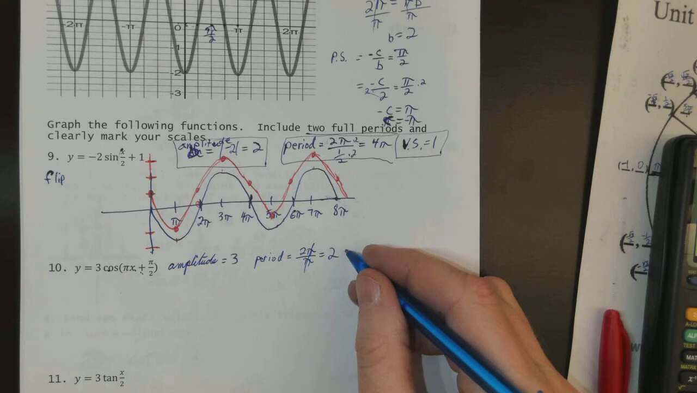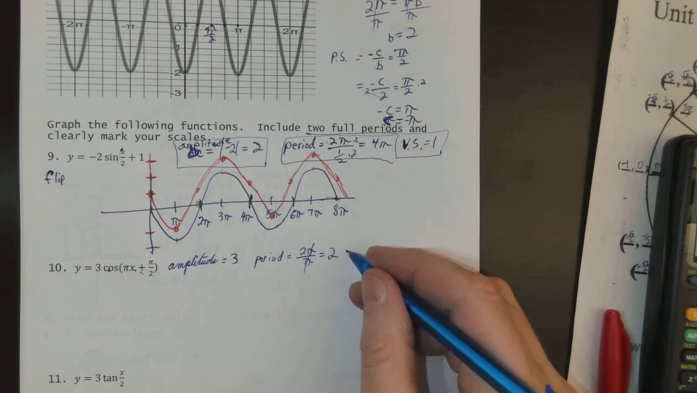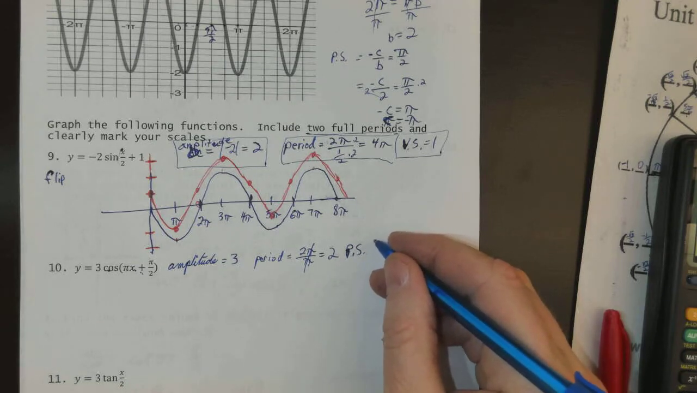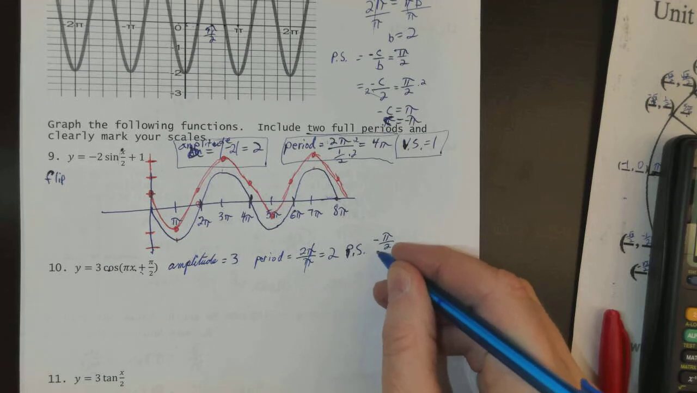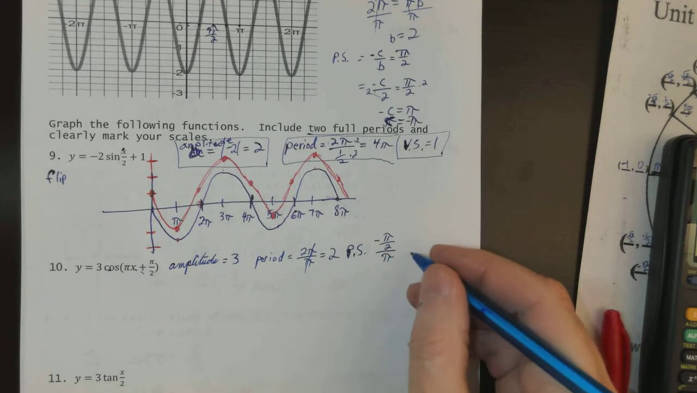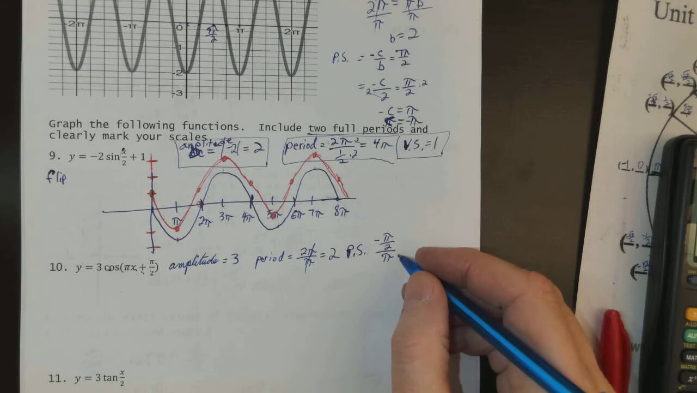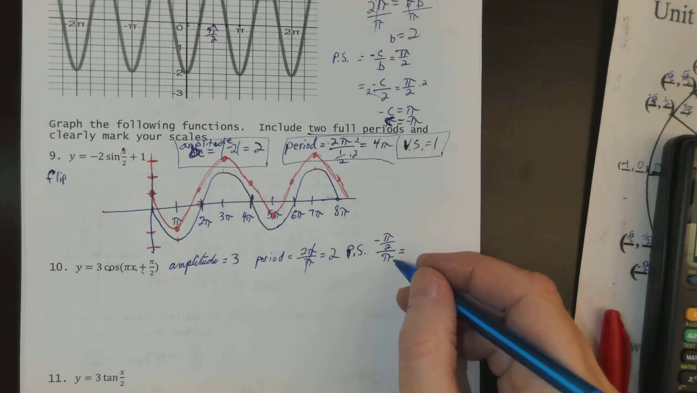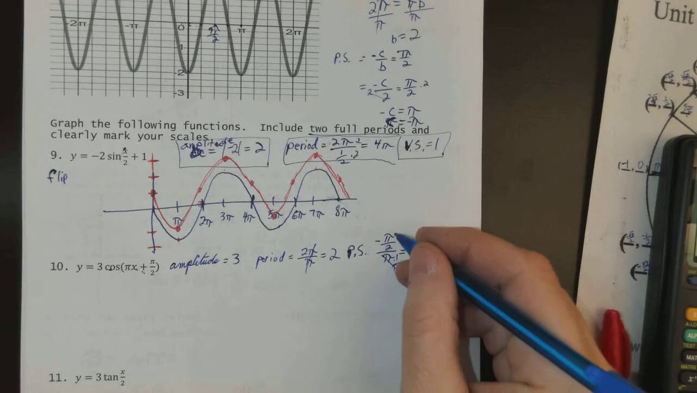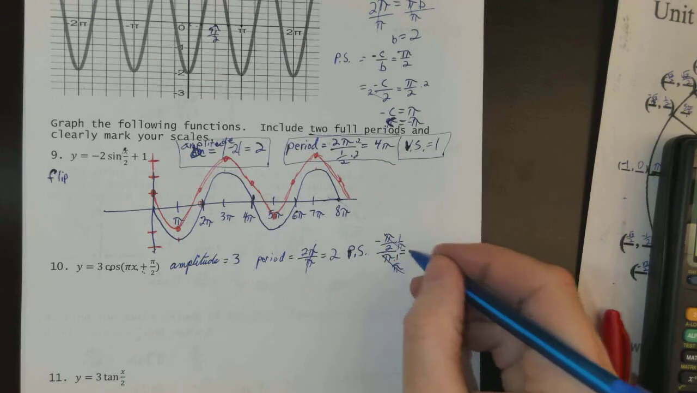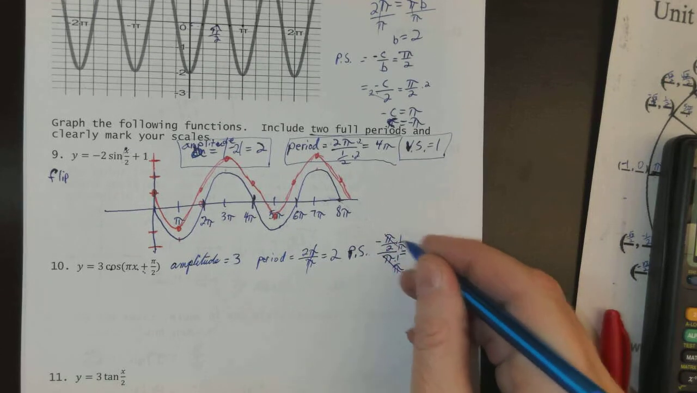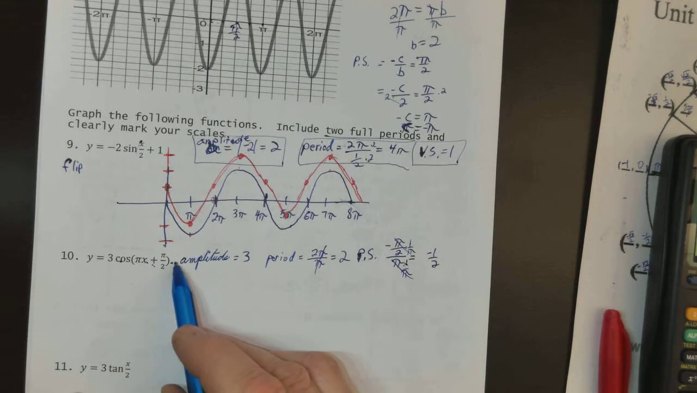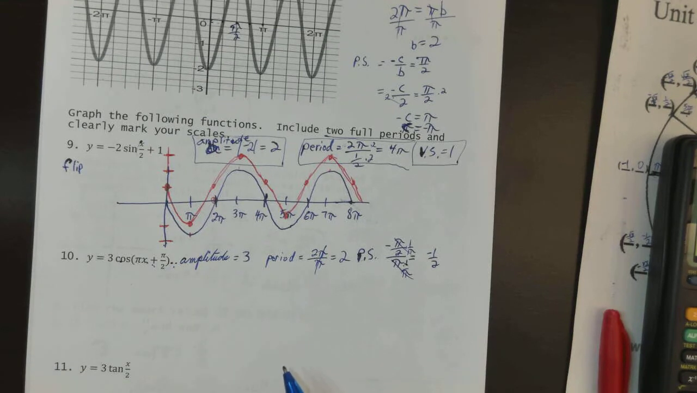The phase shift. We do have a phase shift here, and that is negative c over b, negative pi over 2 over pi. The phase shift would be, if I multiply this by 1 over pi, and multiply this by 1 over pi, I see the pi's cancel out. The phase shift is negative 1/2. This is just 1 on the bottom. And there's no k out here, so there's no vertical shift in this problem.